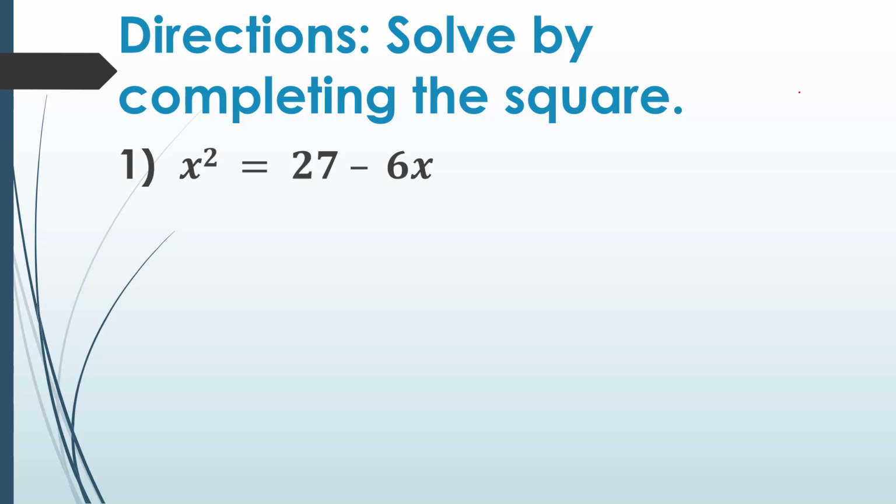So, solve by completing the square. We mentioned that we want the a and b on one side. We want the c on the other. So I'm going to add 6x to both sides of the equation, so that we end up with a and b on one side. x squared plus 6x equals 27.